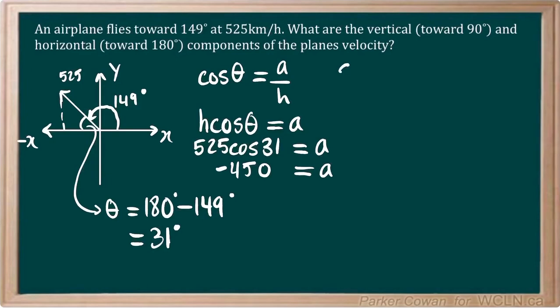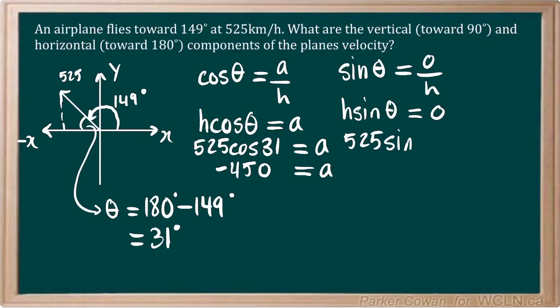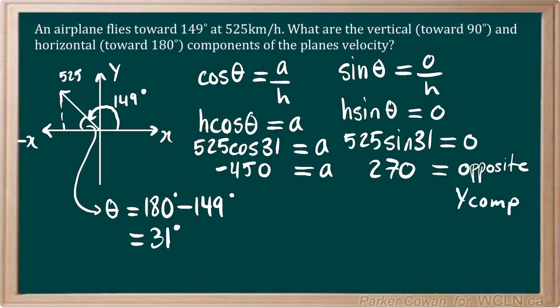All right, so next we have sine theta equals opposite over hypotenuse, and this is going to give us our vertical. So again, same thing, solve for the opposite this time. And again, we're just plugging in the same numbers, but using this different sine ratio instead. So 525 times sine of 31, and that's going to give us 270 equals our opposite. Okay, and this is our y component. And this time, the y component along the y-axis will be pointing in the positive y direction. So this is positive.